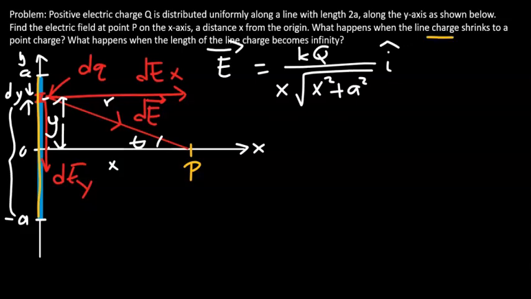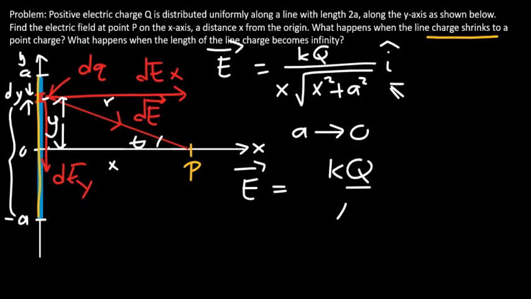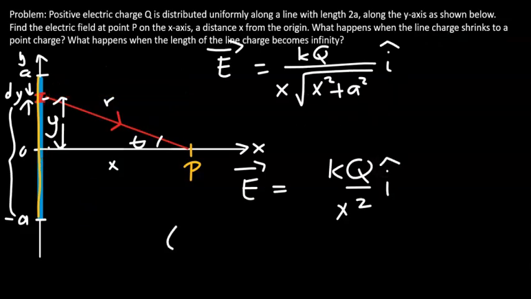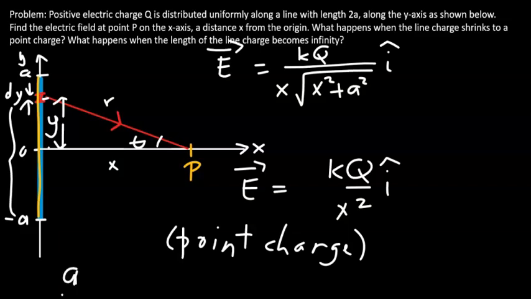Now let's see what happens when the line charge shrinks to a point charge. That means when you let a go to 0 in this result, the electric field will simply go to kq over x squared, because now x is much larger than a, and a can be ignored. Of course, let's not forget the i hat. As you can see, this is just the expression for the electric field of a point charge. So under the limit when a goes to 0, the line charge has shrunk to a point charge.